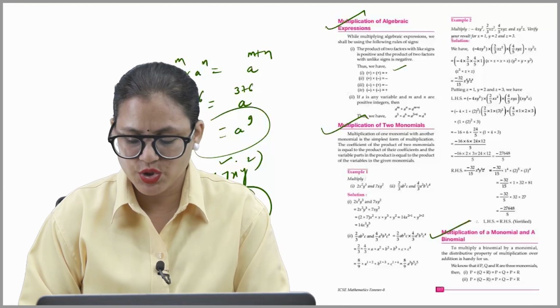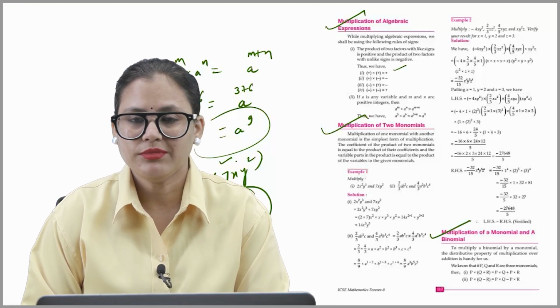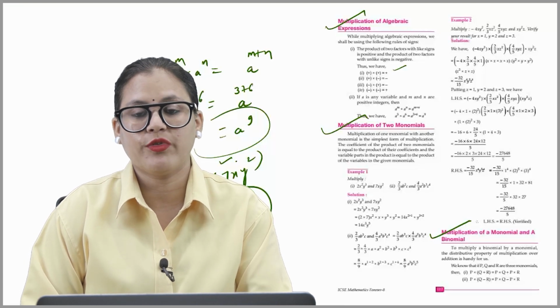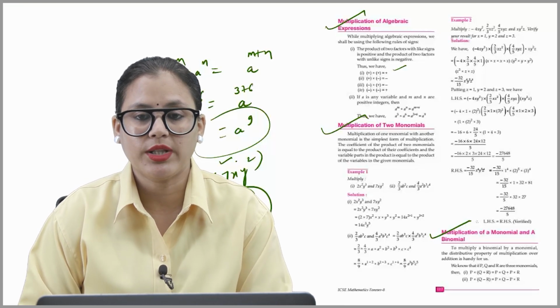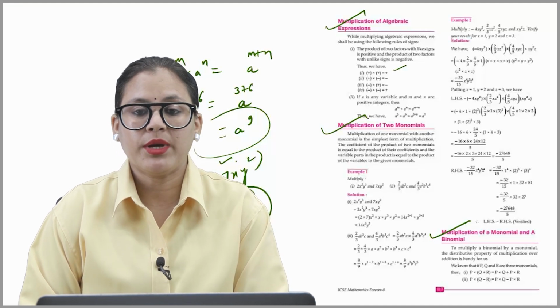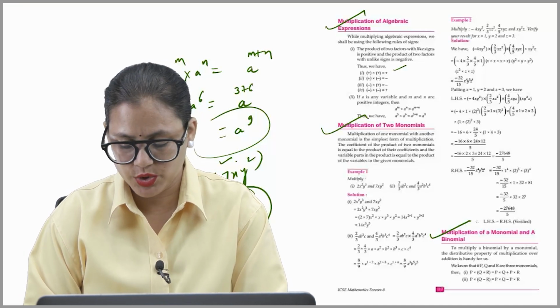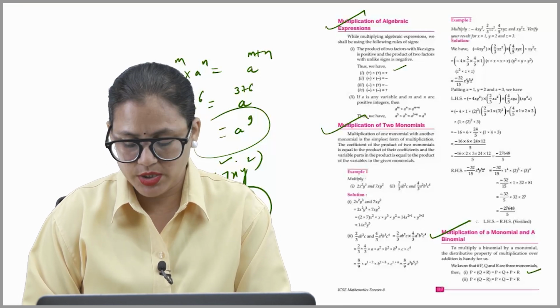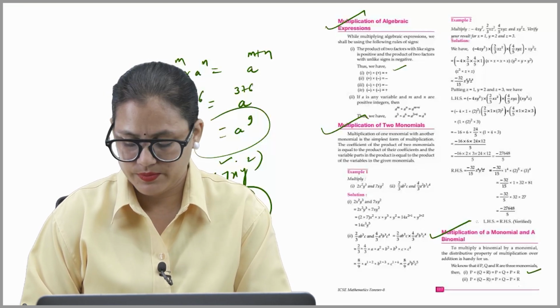Next, multiplication of a monomial and a binomial. To multiply a binomial by a monomial, the distributive property of multiplication over addition is handy for us. We know that if p, q and r are 3 monomials, then p into q plus r is equal to p into q plus p into r, and p into q minus r is equal to p into q minus p into r.